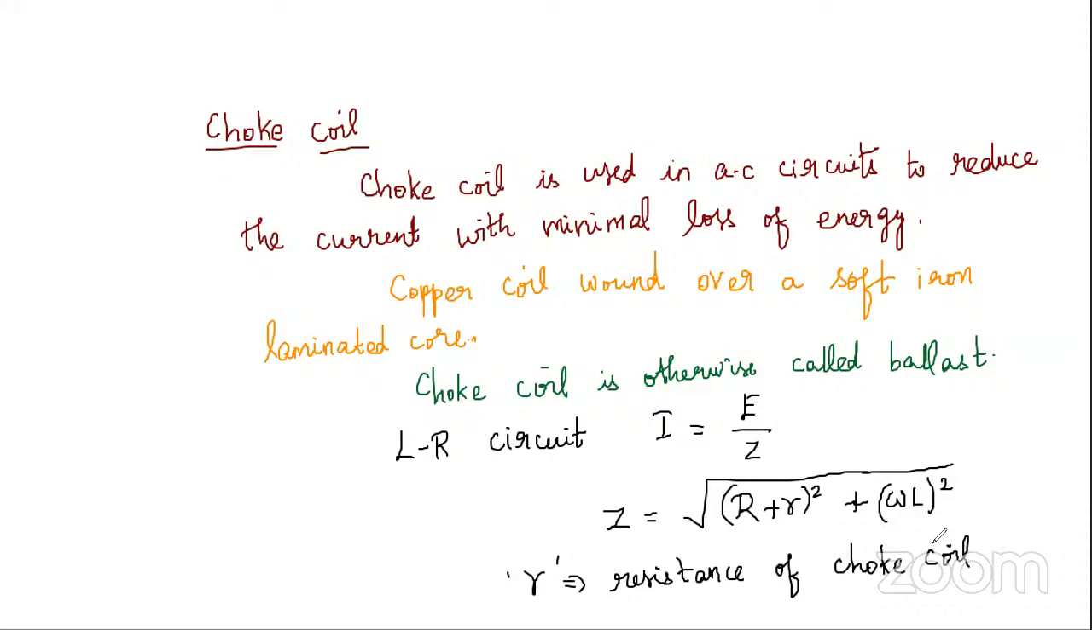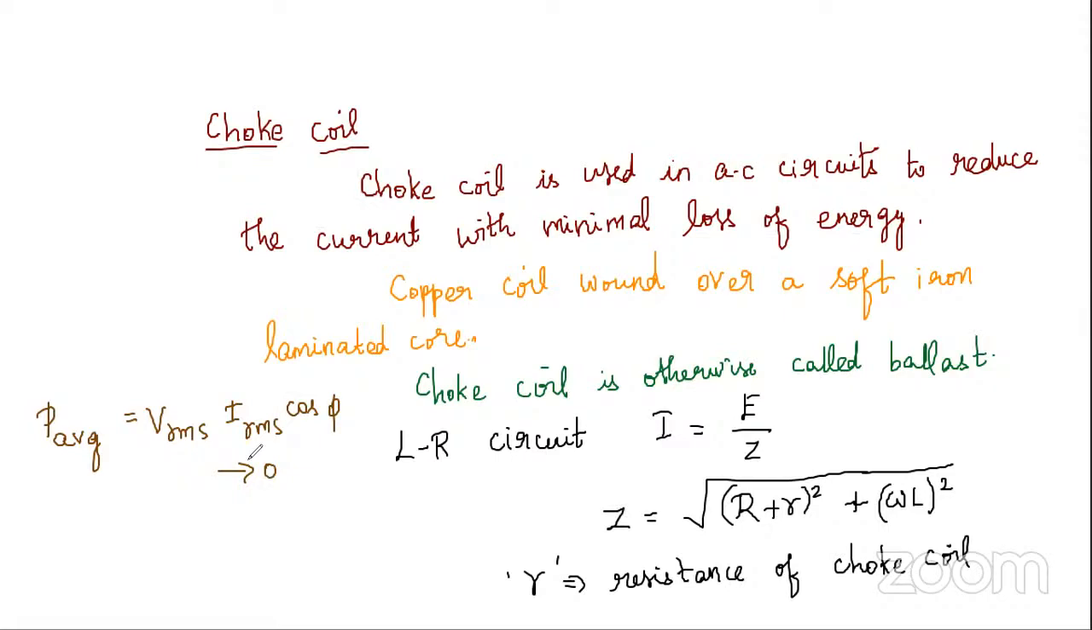And the power loss in the choke coil, as I have told you, this circuit or the choke coil works with minimal loss of energy. Minimal loss of energy means the average value of power loss, which is equal to V_RMS into I_RMS cos phi. And this tends to 0 actually. That means the power loss is very, very minimal, and that tends to 0 here.